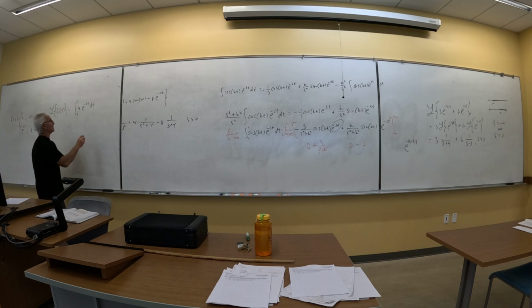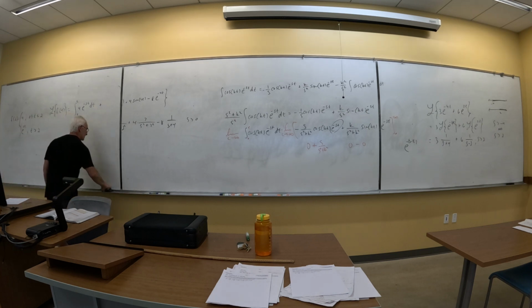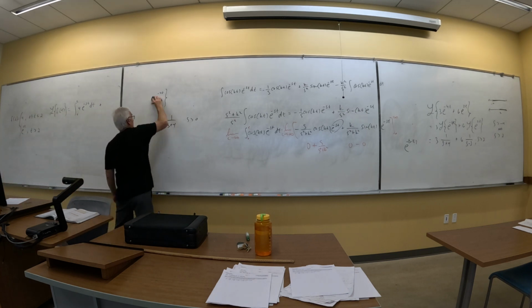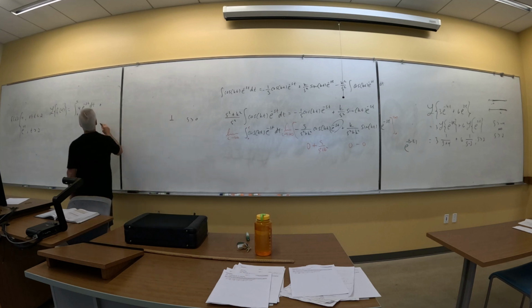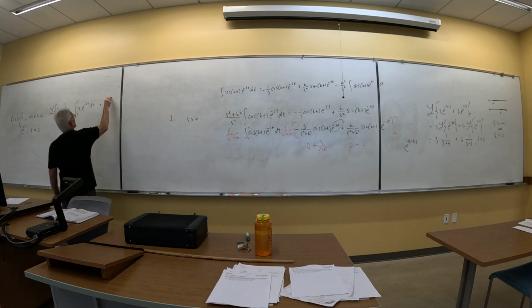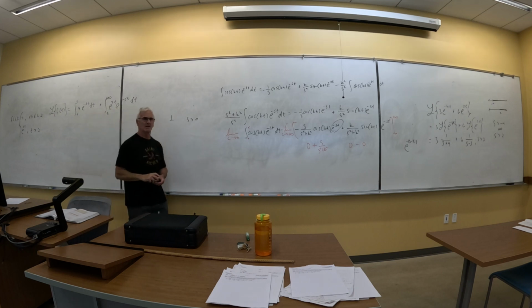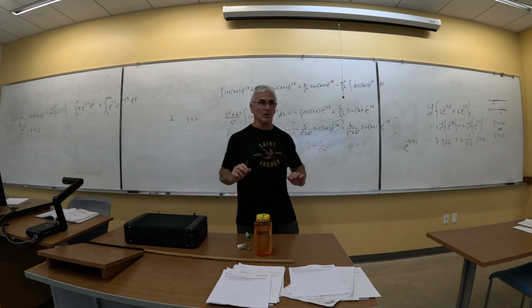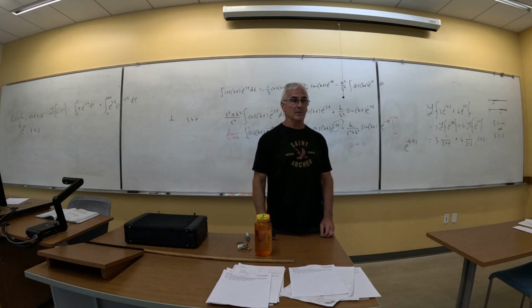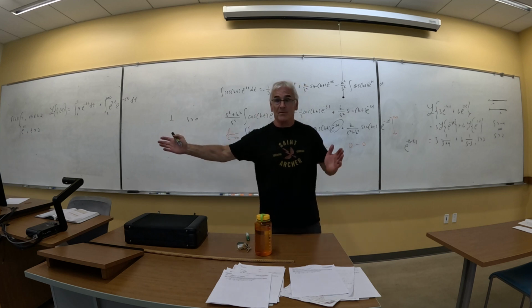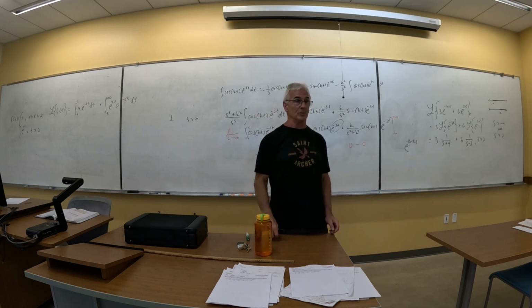And then what's the next one going to be? Infinity to 2? 0 to 2? 2 to infinity. Stare at that one. Do you believe that? That's what it should look like, because the e to the 2t is not 0 to infinity. It only starts at 2.